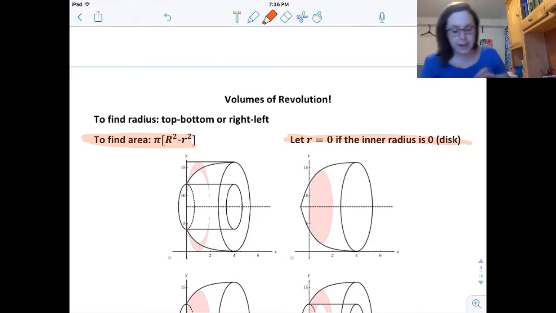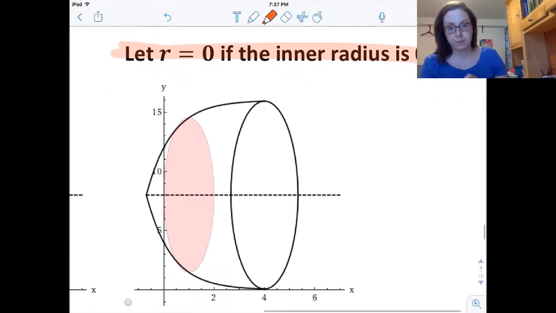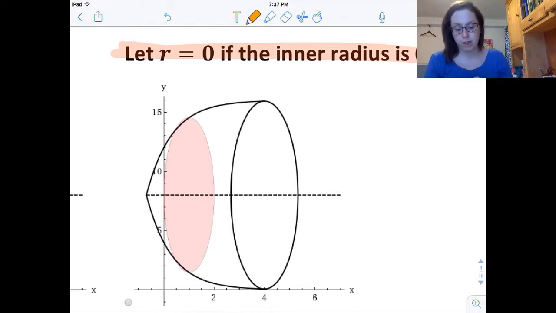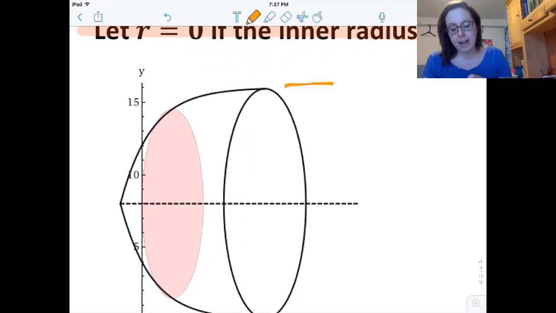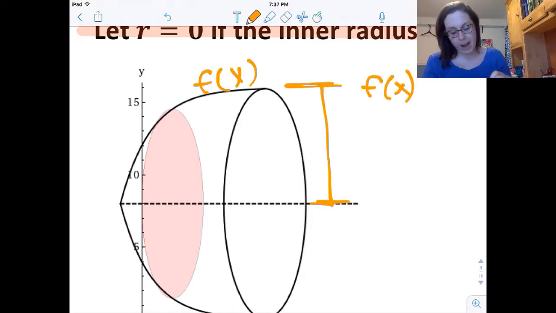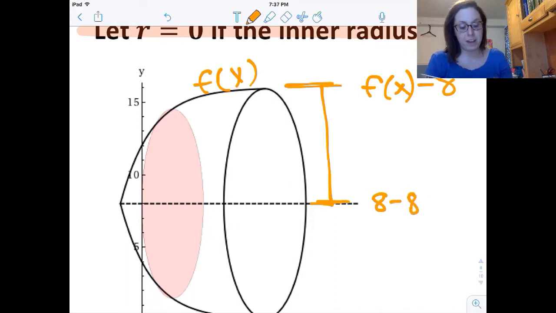Let's say I'm looking at this graph right here. Now, this is a washer. It's a solid revolution, right? So I could say that my outer radius is from there to there. So let's say this is f of x. My outer radius would be f of x minus 8, because that's 8. My inner radius, well, there really isn't one, right? It's solid. So this would be 8 minus 8. So my inner radius would be 0. And you could still treat this just like a washer.